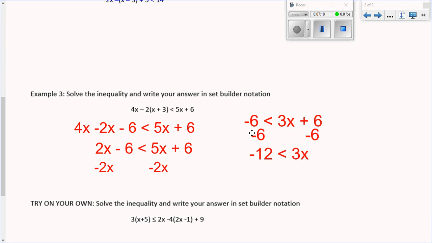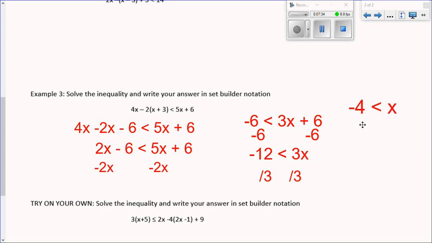Now notice how, even though I've dealt with negative numbers, I have not multiplied or divided anything, so that sign should not be flipped at all. Okay, now is where I have to go into multiplying and dividing, because I have to get rid of this 3, so I must divide both sides by 3 as well. I'm dividing by a positive 3 on both sides, so I don't need to flip my sign. So I get negative 4 is less than x.